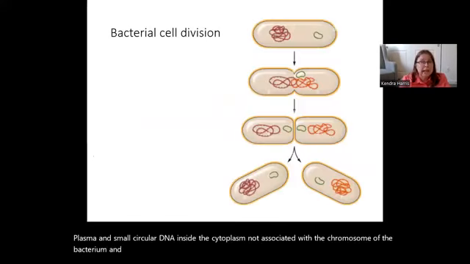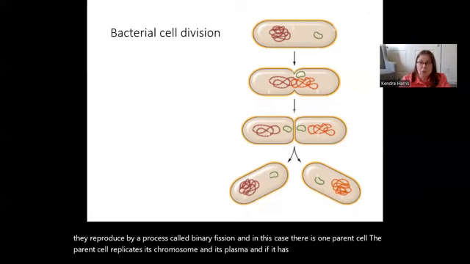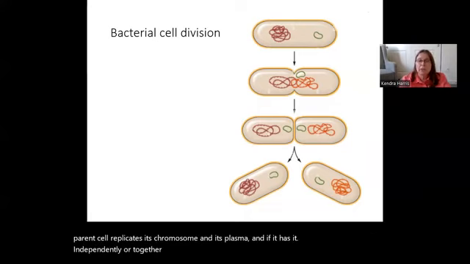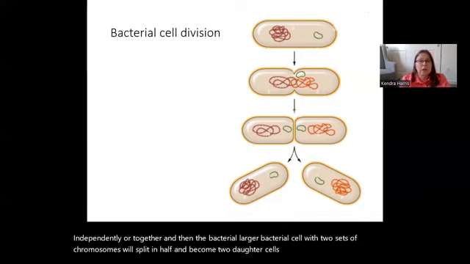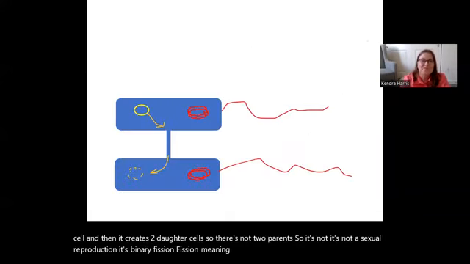And then bacteria reproduce asexually, meaning there's no sex involved, obviously. They reproduce by a process called binary fission. In this case, there's one parent cell. The parent cell replicates its chromosome and its plasmid, if it has one, independently or together. And then the larger bacterial cell with two sets of chromosomes will split in half and become two daughter cells. Again, it's only one parent cell, and then it creates two daughter cells. So there's not two parents, so it's not sexual reproduction. It's binary fission, fission meaning cut, binary meaning two.